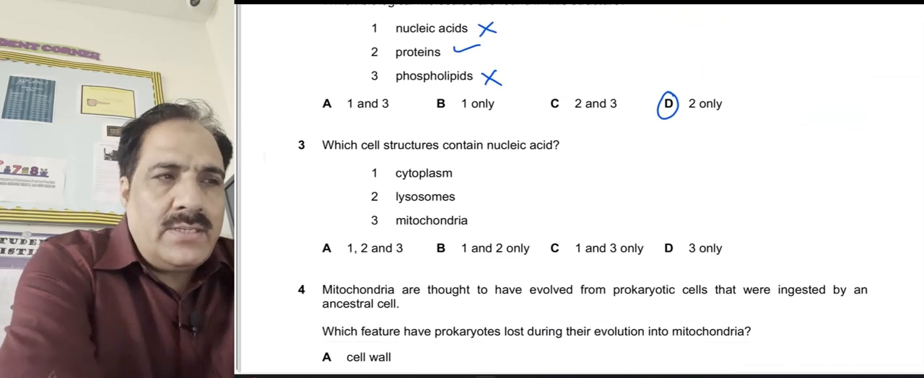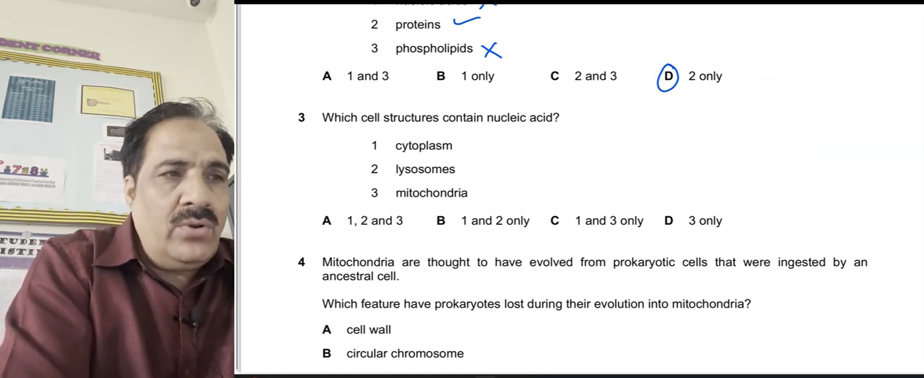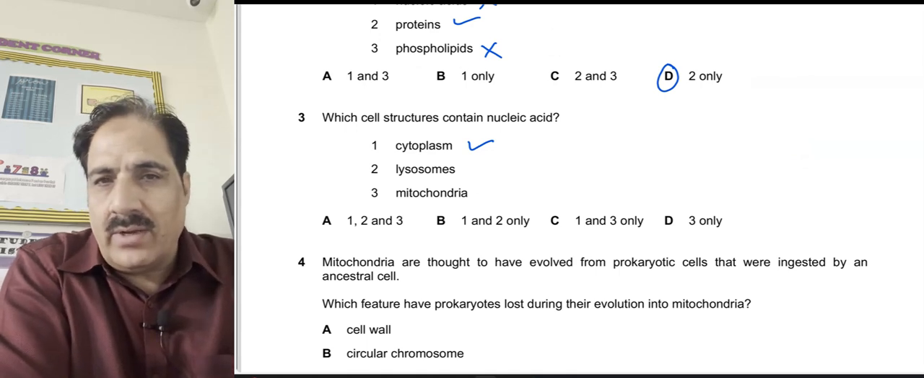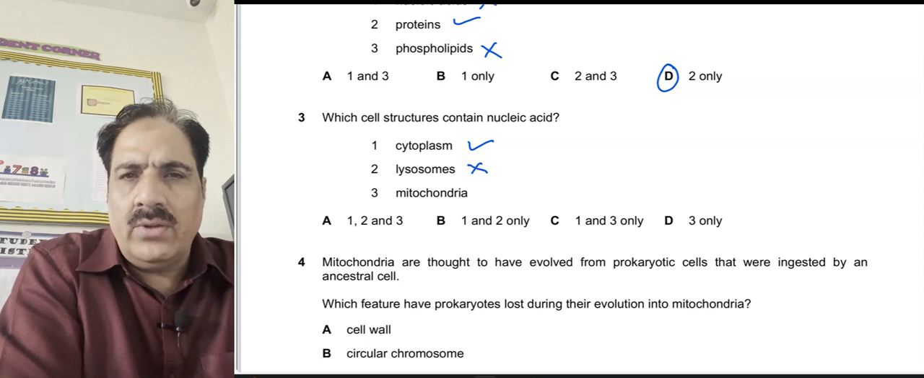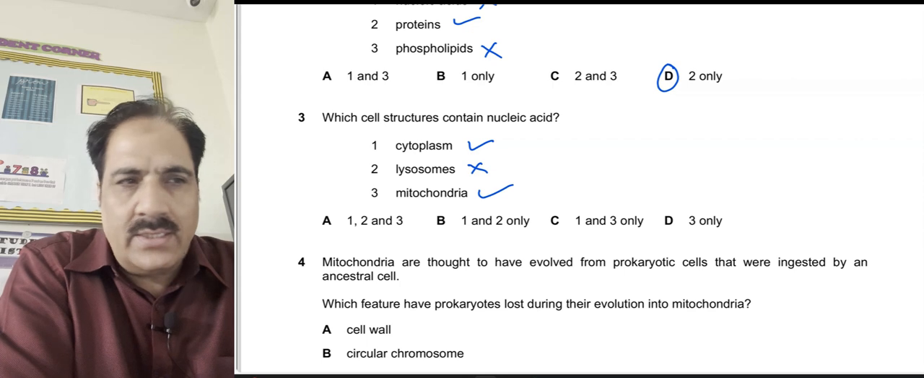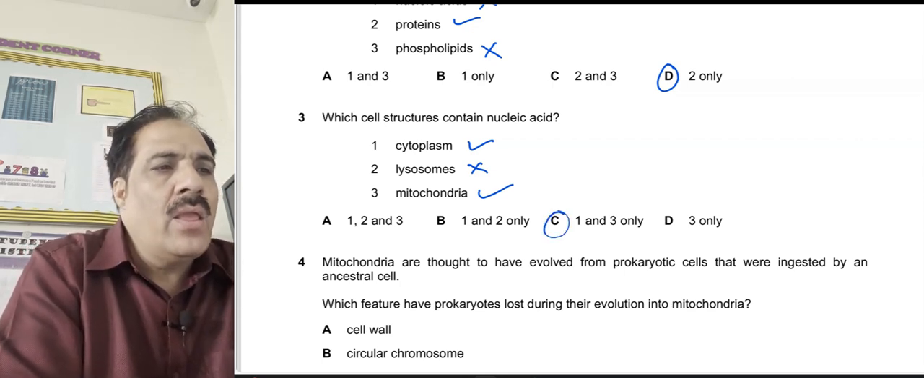Question number 3, which cell structures contain nucleic acids? Cytoplasm, yeah, it contains the nucleic acids, because cytoplasm will have the cell organelles in it. Lysosomes, they don't contain any nucleic acid, they have nothing to do with the nucleic acids. And mitochondria, we know the mitochondria have the nucleic acid inside them. So it is 1 and 3, that is option C is the correct answer.